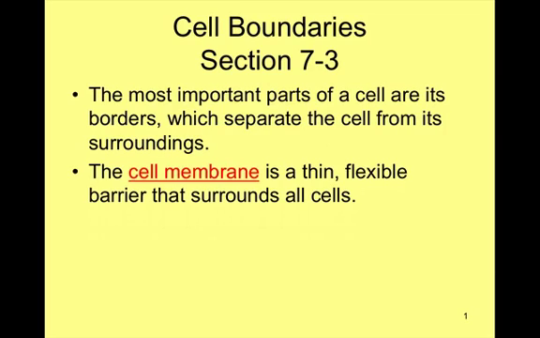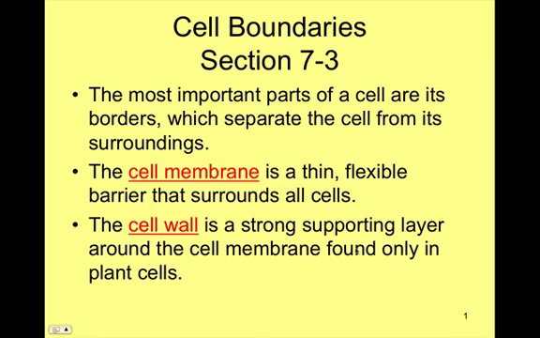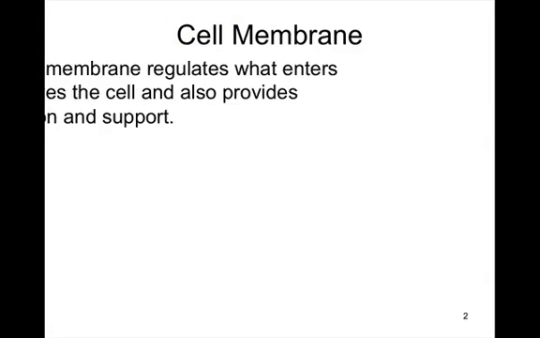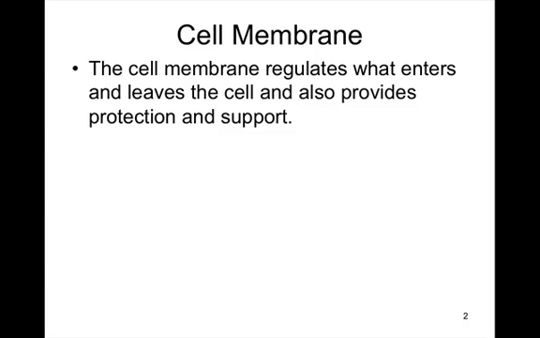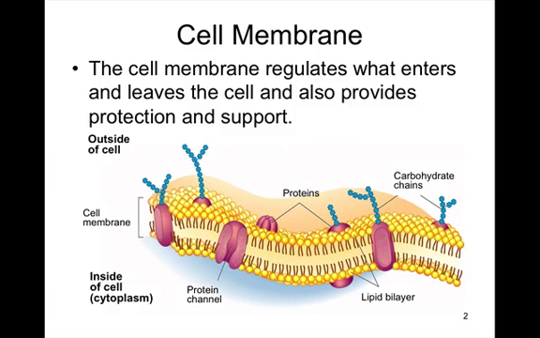The cell membrane is a thin, flexible barrier that surrounds all cells. One thing that you have to remember here, or the key thing, is that all cells have a cell membrane. The cell wall is a strong supporting layer around the cell membrane found only in plant cells. Also, bacteria. So, plant cells and bacteria cells have a cell wall. The cell membrane regulates what enters and leaves the cell and also gives it protection and support. So, these are some functions of the cell membrane.